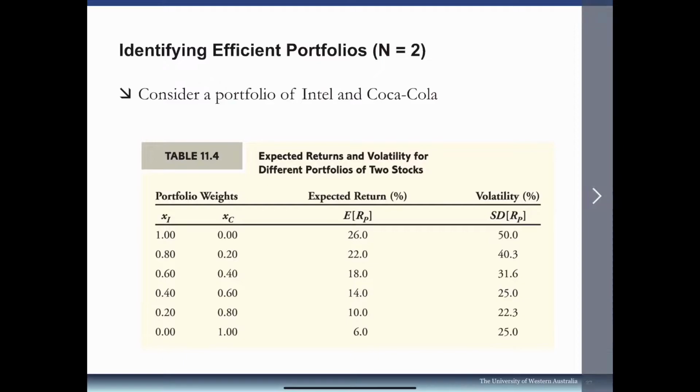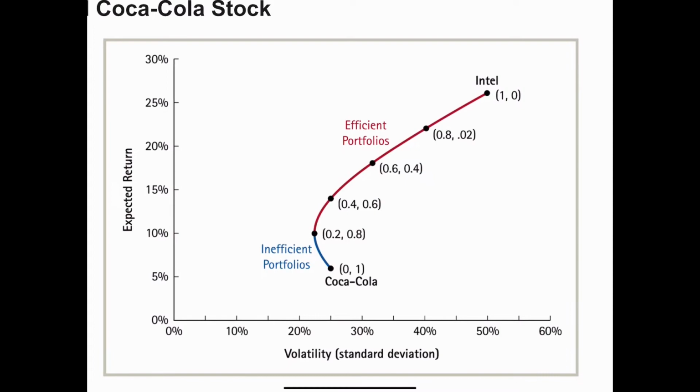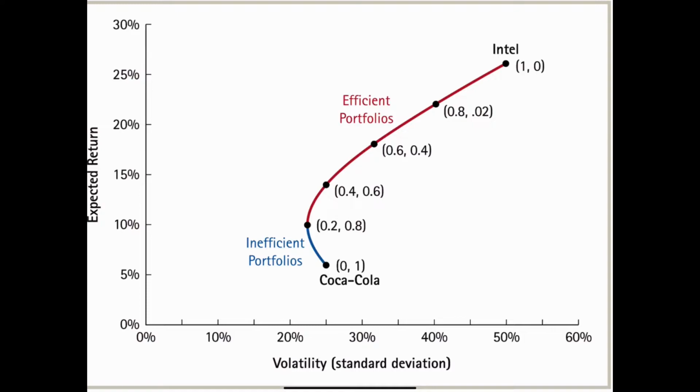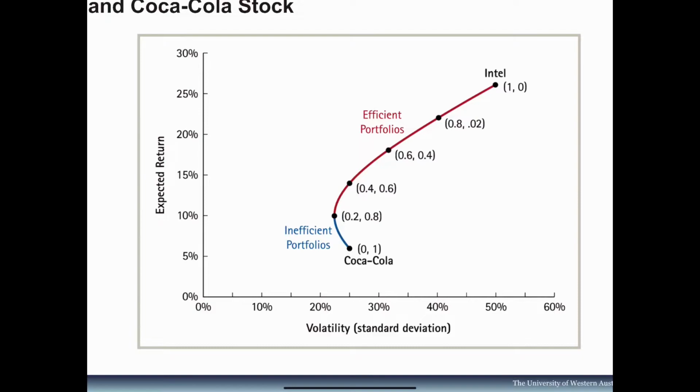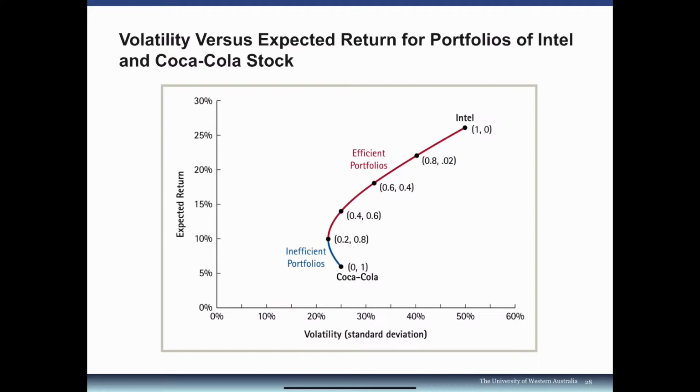If we plot that, going from 0 and 1, so going from 100% in Coca-Cola, 0% in Intel, to about 0.2 and 0.8 allocation, to about 100% in Intel and 0% in Coca-Cola. We're really plotting the numbers we used over here, right? Those six dots correspond to these six pairs of information, given that we're plotting return on the Y-axis and volatility on the X-axis. So here you can see that this blue segment over here is inefficient portfolio.